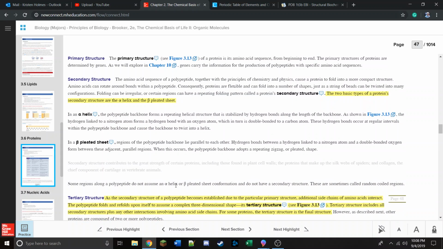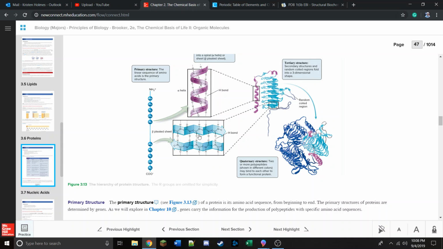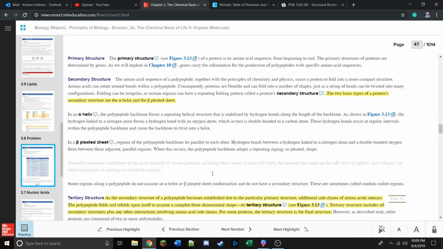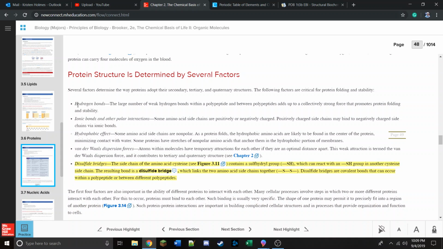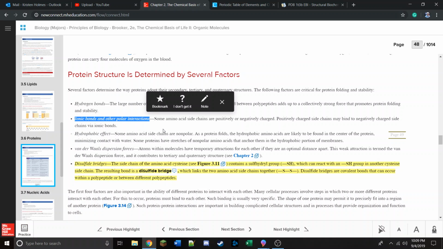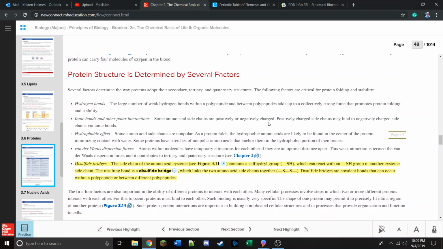So the way that they know to become a helix or a pleated sheet, or then to turn into this, and then to turn into this, is through protein structure, which is formed from hydrogen bonds. So weak hydrogen bonds act as a collectively strong force that promotes folding stability. Ionic bonds and polar interactions: some side chains are positively or negatively charged. The positive side chains may bind to negatively charged side chains.